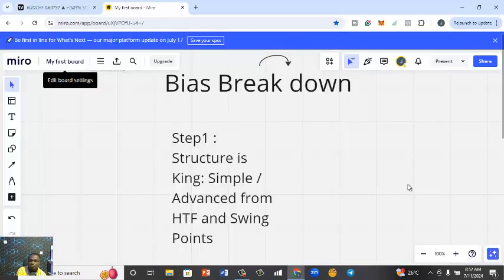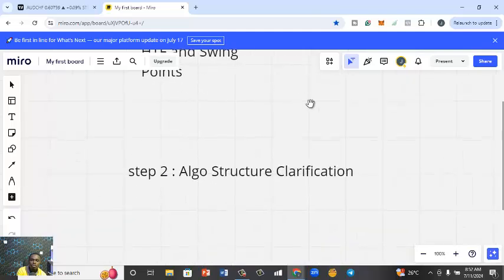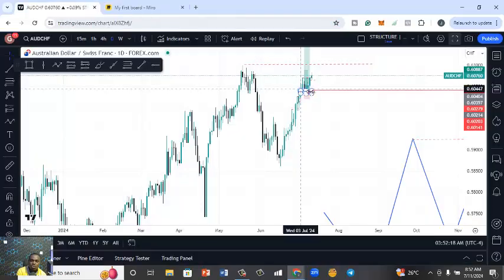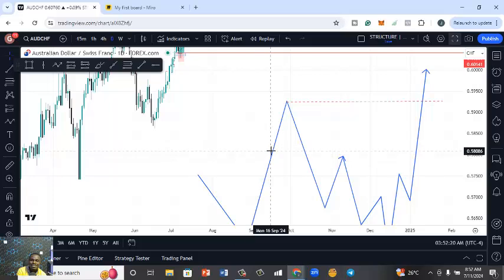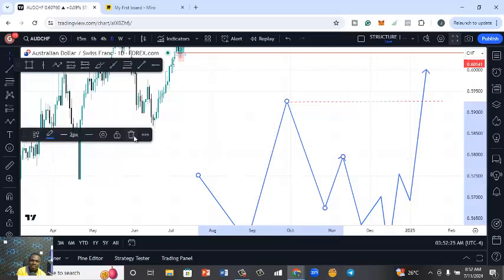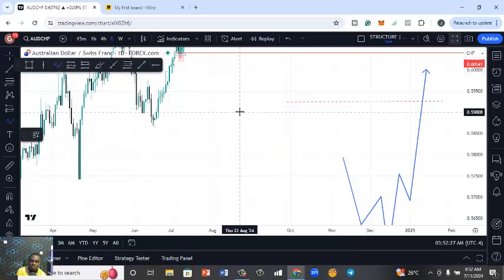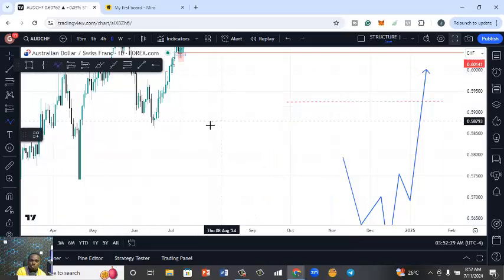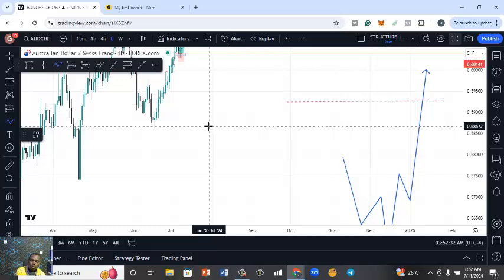There are two other steps I'm going to share in this training. All right, let's look at the next step. So you must understand all of those structures and swing points. Number two, we'll talk about algo structure clarification. Now, what are algo structures? Algo structures are simply what we refer to as sweep and break in the market space.